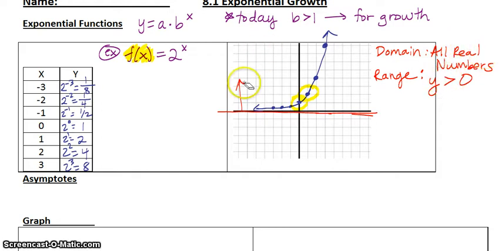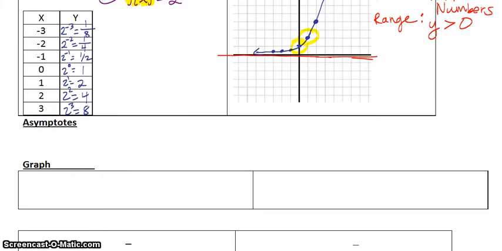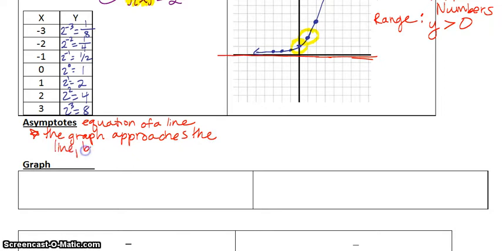And then I want to show you something here with this tail end. Notice how as we get further and further this way, it gets closer and closer and closer to this line here that I just drew in. That's actually called an asymptote. Before I find the equation for this asymptote, I have a section right here for you to write this down. The asymptote is an equation of a line, and the graph I have approaches the line but never touches it.